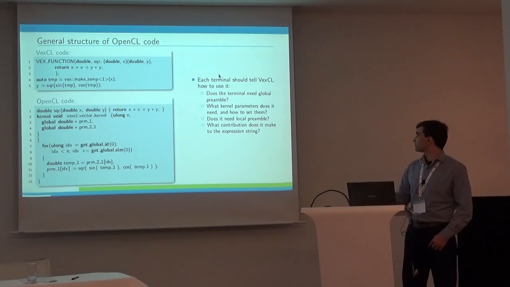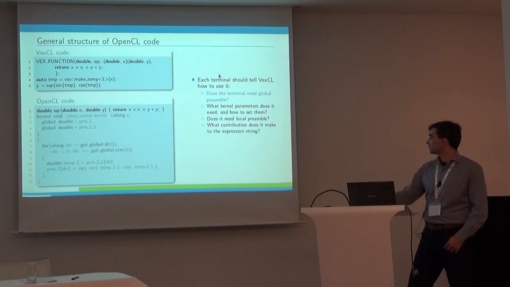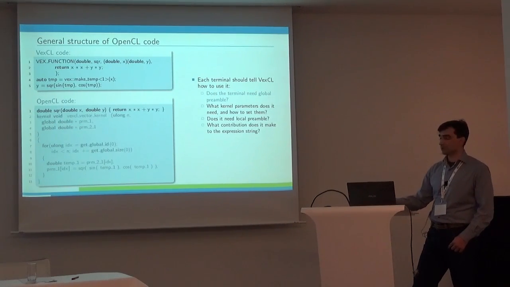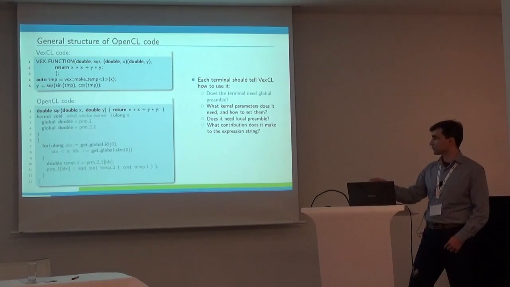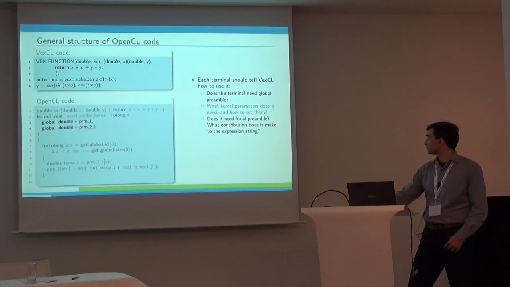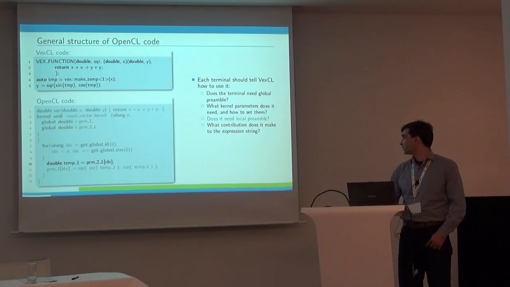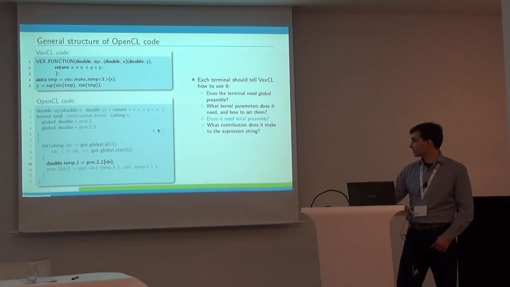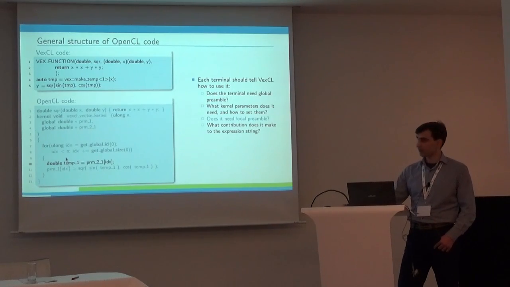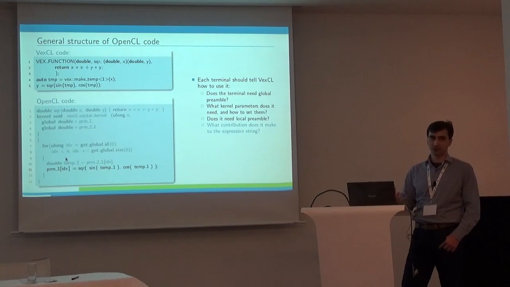So each terminal should tell VexCL how to use it. It should tell if it needs global preamble. For example, here with the function, we need to define some helper function to use it inside the kernel code. Each terminal should tell VexCL what kernel parameters it actually uses. Does it need local preamble, as is the case with this temporary variable, and how to build the expression from this terminal. Okay.